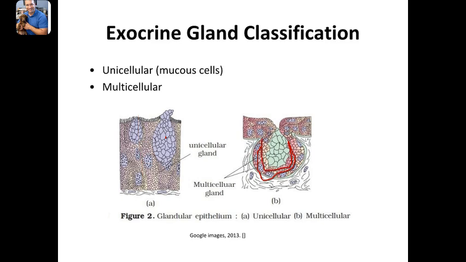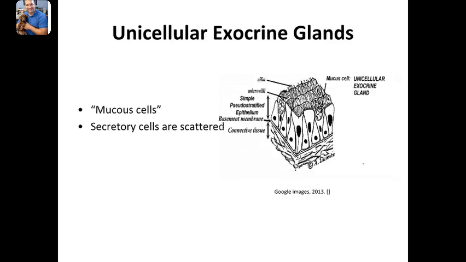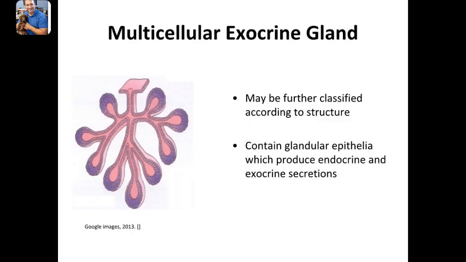I said mucus cells or goblet cells are good examples of unicellular glands. Remember that. And we've got secretory cells, the goblet cells. Remember that they're distributed unevenly throughout the epithelium there. Every cell is not a goblet cell. Here's an example of a multicellular exocrine gland. Contains epithelium, which will secrete either endocrine or exocrine stuff.